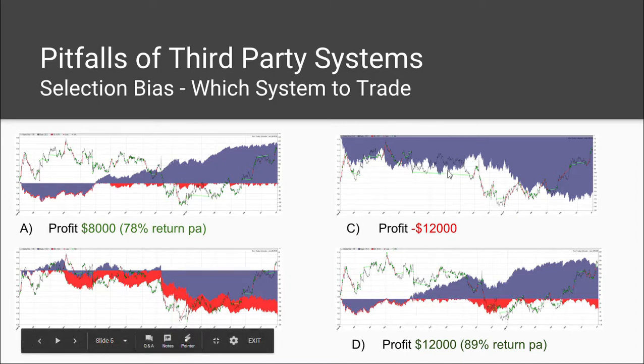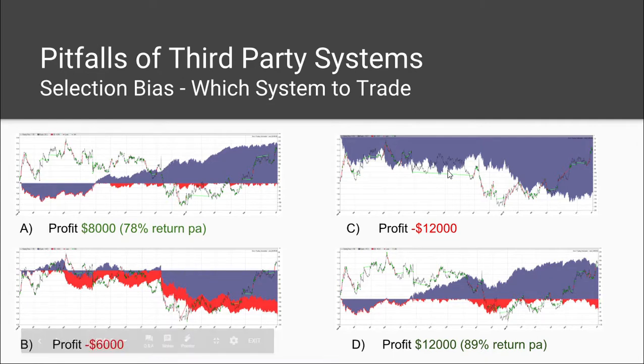C and B. So which system would you want to trade? This is you looking at a whole 1,000 systems that are available to rent or buy or whatever, and you look at these systems. What one would you choose?